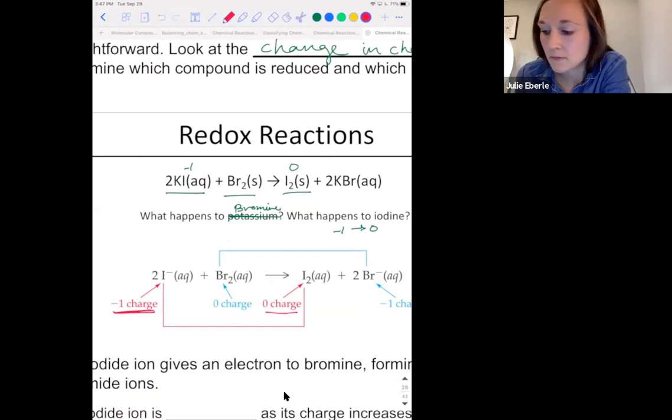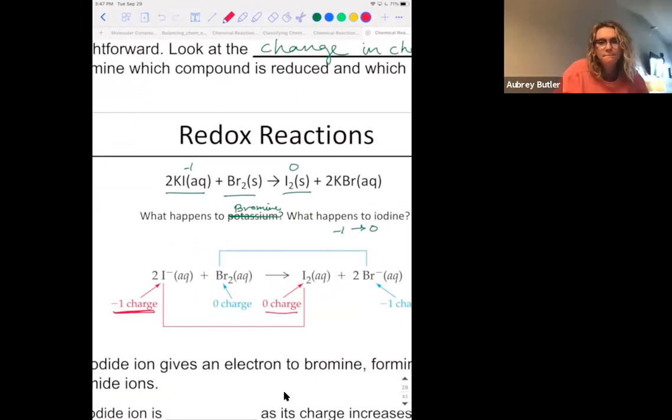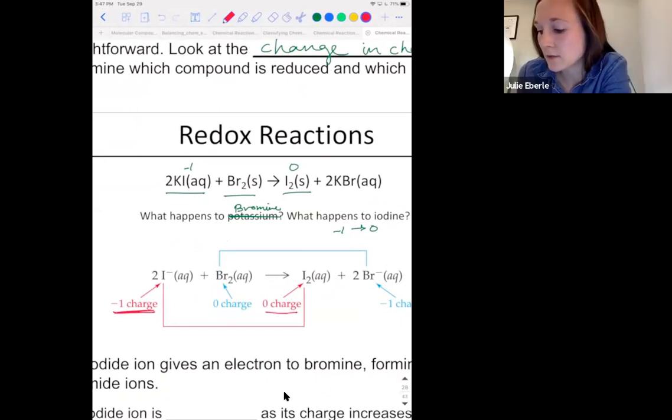Lost. It lost electrons. And we said losing electrons, your charge is increasing here. That is oxidation. I'll say it's oxidized.